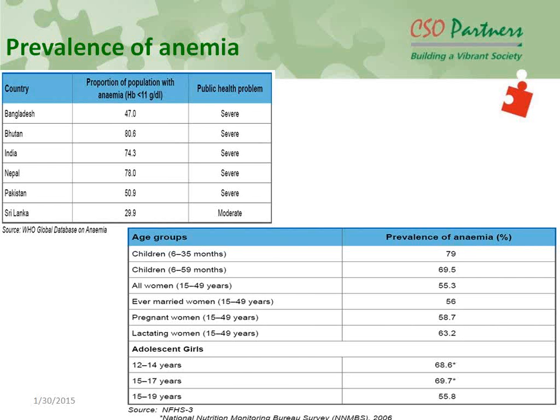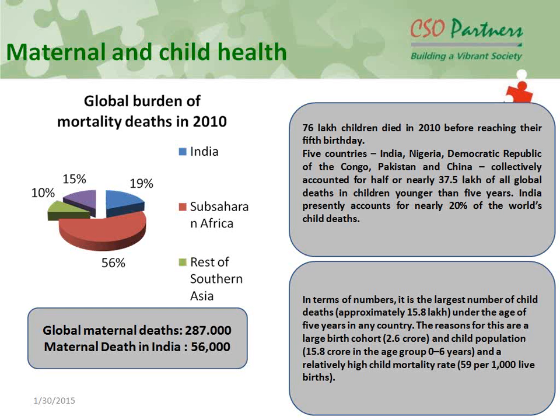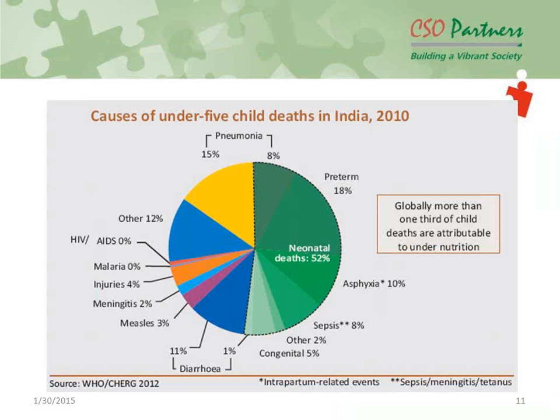Now, if you see the MCH, mother and child health, the mortality rate, what India is contributing to the world is 19%, right? So we are behind only the entire sub-Saharan Africa. 19% we are contributing, so that's quite a big problem for us. If you see the second box, in terms of numbers, it is the largest number of child deaths, approximately 15.8 lakhs under the age of 5 years in any country. The reasons for this are a large birth cohort and child population and a relatively high child mortality rate. So we have quite a large problem.